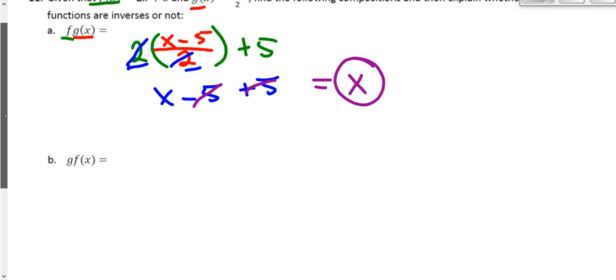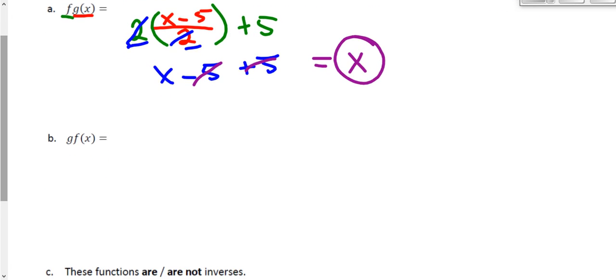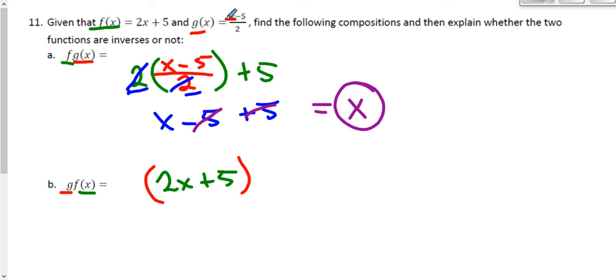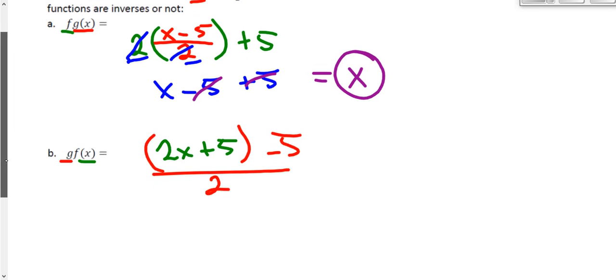Let's see what happens when I plug these in the other way around. Now we're going to be taking f of x and plugging it into g. So let's take my f of x function, which is 2x plus 5, and our job is going to be to take that and plug it into g. G takes everything we plug in, subtracts 5, and then divides by 2. So let's go ahead and see what happens here.